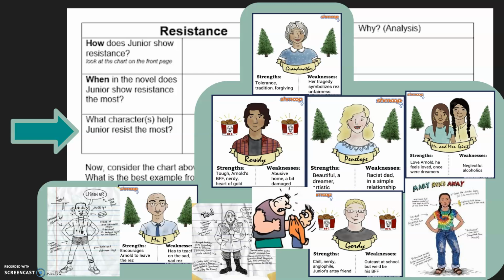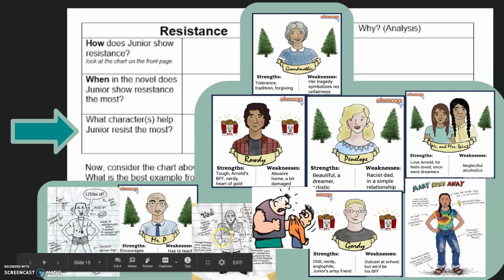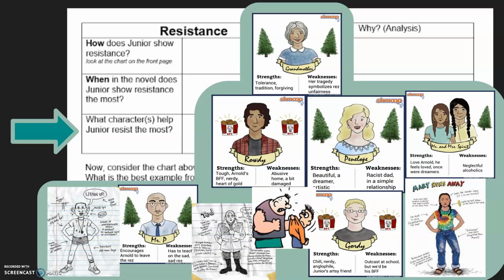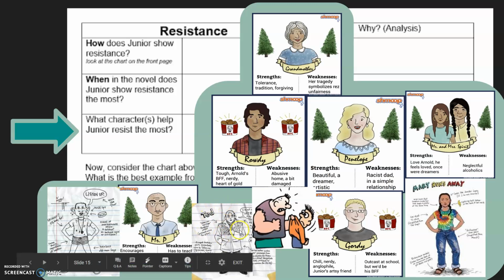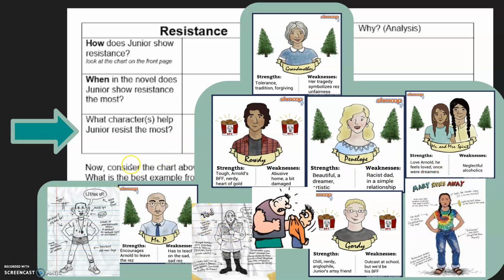I'm just going to tell you right now that Ted, the guy who spoke at his grandmother's wake, does not show or help with resistance, right? He just doesn't fit. So cross him off. Think about these other characters. You can even think not only who helps Junior resist, but who does Junior help show resistance, okay, and why? Again, we're thinking really, really big picture here. Pause the video if you need to, and just pause, fill this in, and then we will move on.